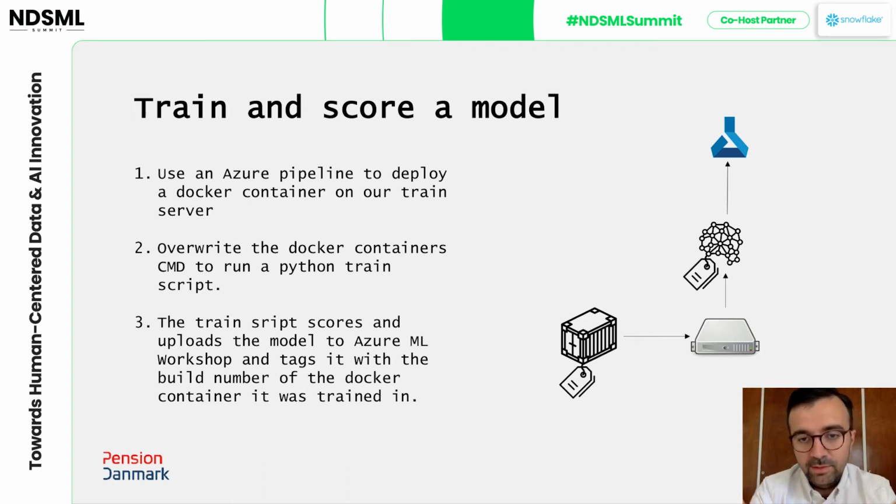But when we deploy these containers on our train server, what we just need to do is override the default CMD of the Docker container to run a train script instead. And inside that train script, data scientists have then specified how to train the model and score the model. And when that run is done, the model and the score get uploaded to Azure ML Workshop alongside this tag of what Docker container provided this model.